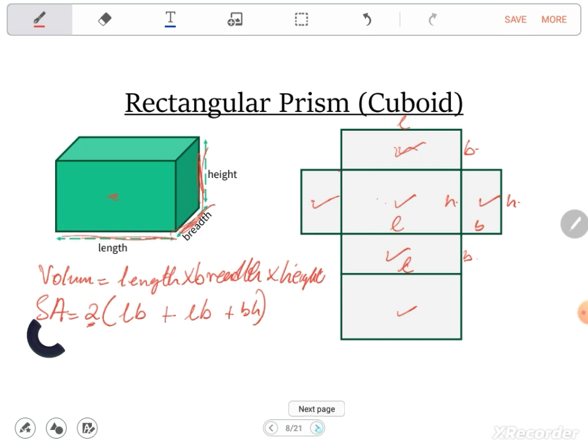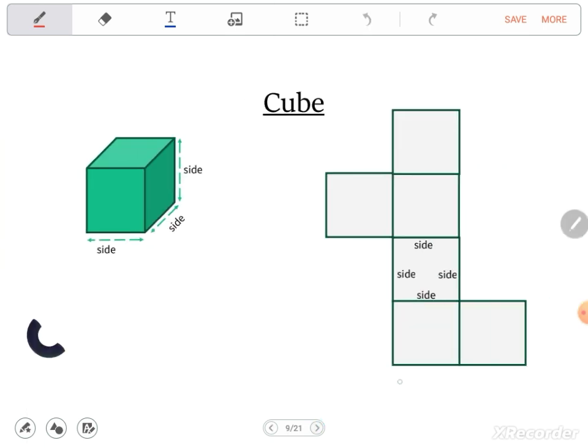Now, let's look at the cube. The cube, obviously, for the volume, we remember in the rectangular prism, we would say the length times the breadth times the height. In this case, we have side times side times side, okay? Or we can simply say it is side cubed, so we don't need to go into that. So this becomes our formula. But now, what about the surface area?